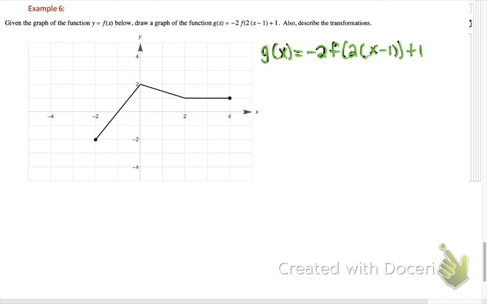And apparently I'm kind of dyslexic today. What I wrote was g of x is on the right.